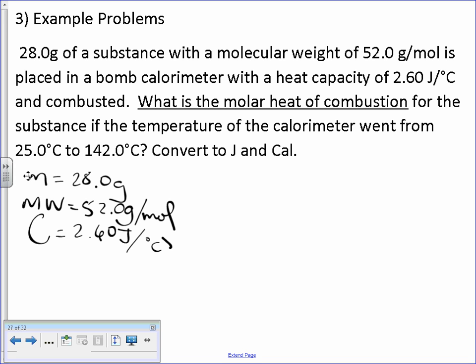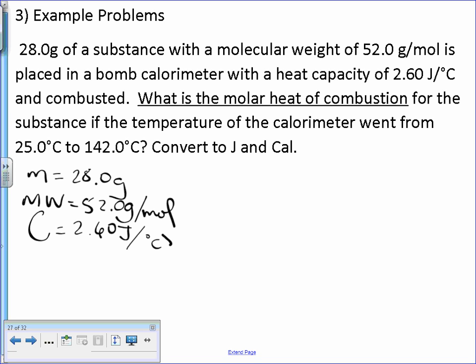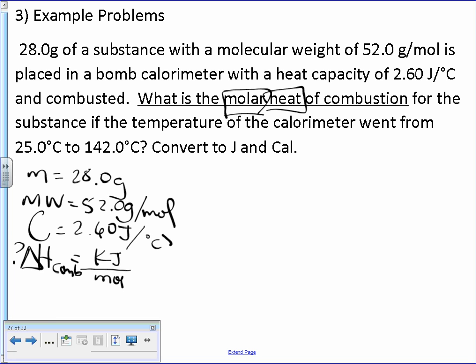What is the molar heat of combustion? What is that asking for? This is where vocabulary comes into play. Molar heat of combustion. Kilojoules. So I'm looking for kilojoules per mole, right? But what variable is that? Delta H, specifically combustion in this case, but it is delta H reactions for general purposes. So we're actually asking for this, guys.